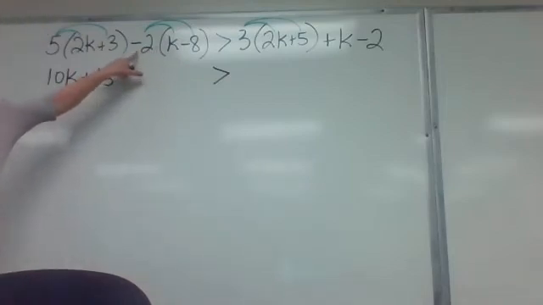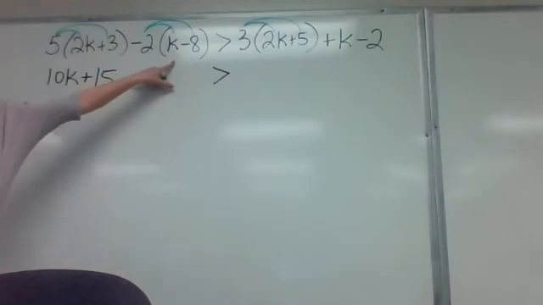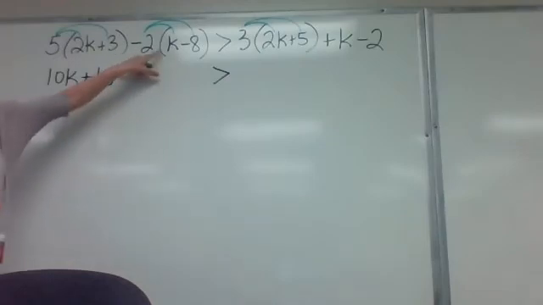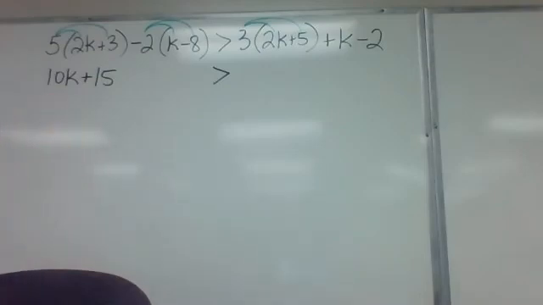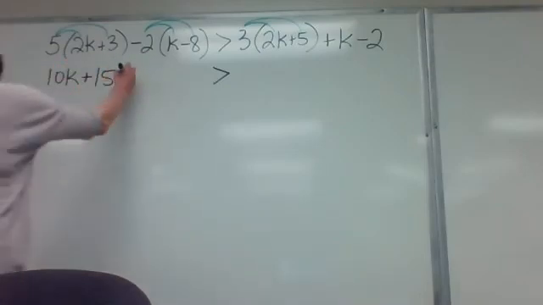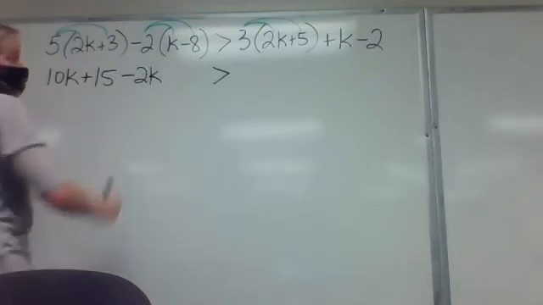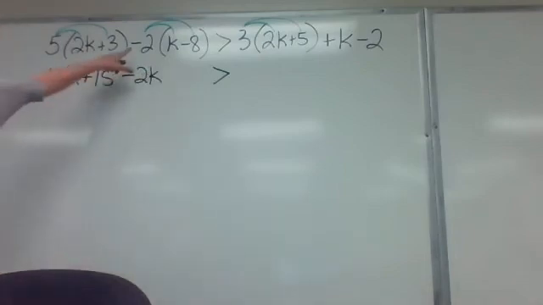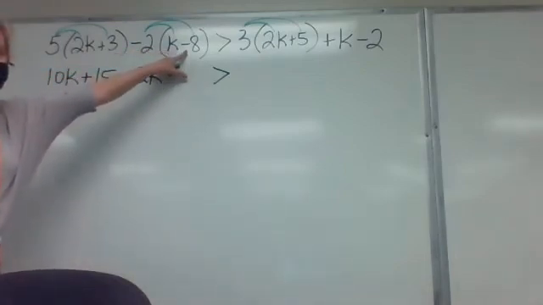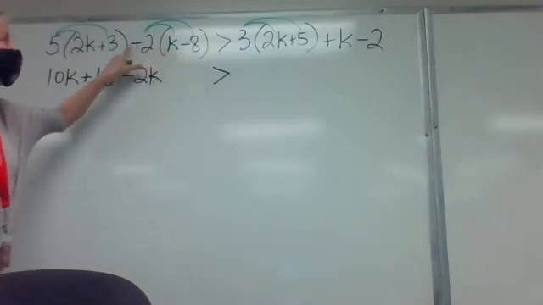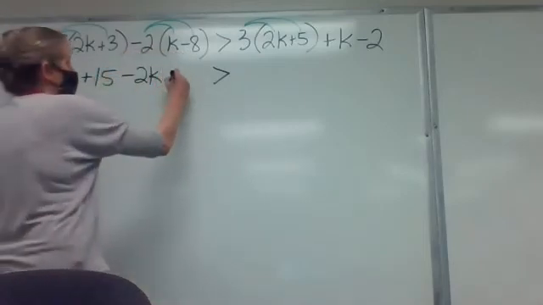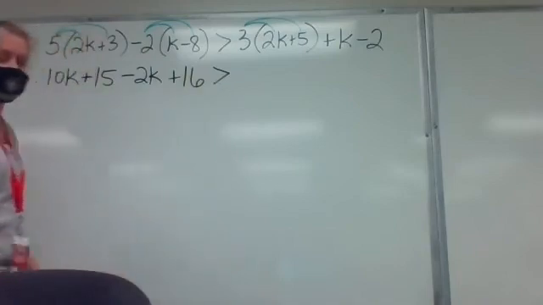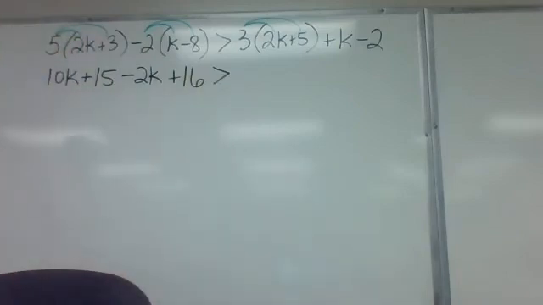Here, I will distribute the negative 2. Negative 2 times k. Remember, when you multiply a number times a letter, it just hooks them together. So that's just going to be negative 2k. And then here I've got negative 2 times negative 8. Since it's a negative times a negative, it is positive 16. So got rid of those parentheses.